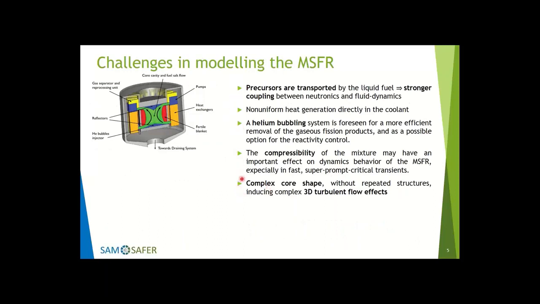Just to summarize the most peculiar and complex physics phenomena to model in this kind of reactor, here you see a list. You, of course, always have the precursors drift by the liquid fuel, which tightens the coupling between neutronics and fluid dynamics. Then you also have a non-uniform heat generation inside the coolant, which is not to be found in other reactors. You might find a certain power distribution also inside, for example, the outer loop, the pumps and the heat exchanger. And this changes, for example, the dynamics of natural circulation. You need to have a simulation tool that is able to take that into account and model it correctly.